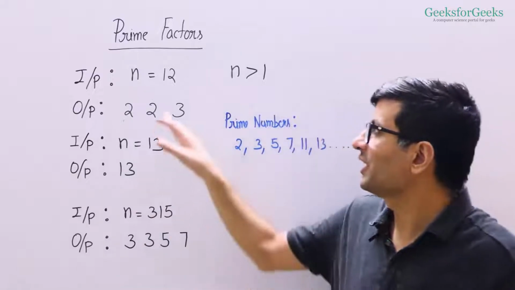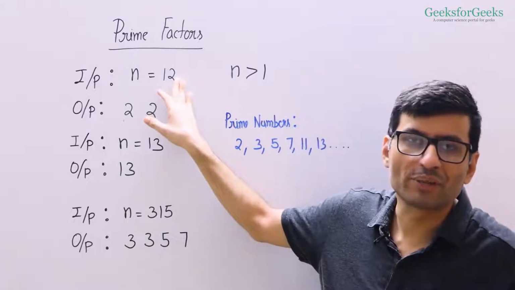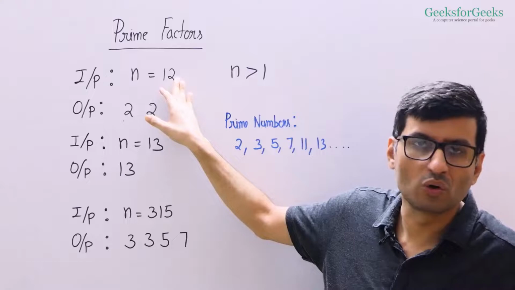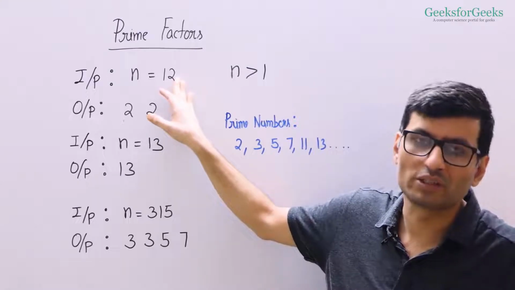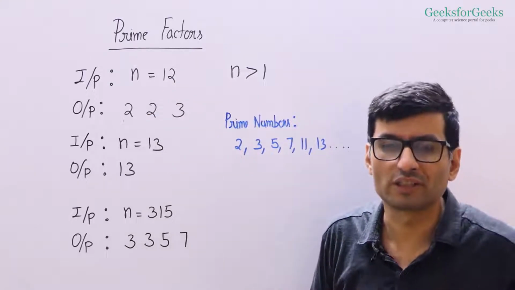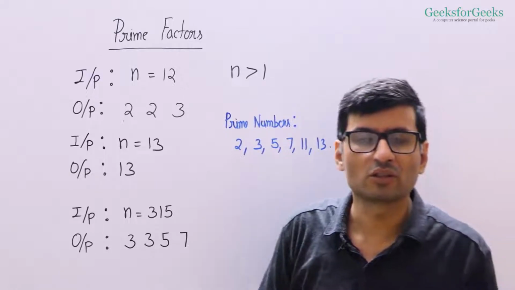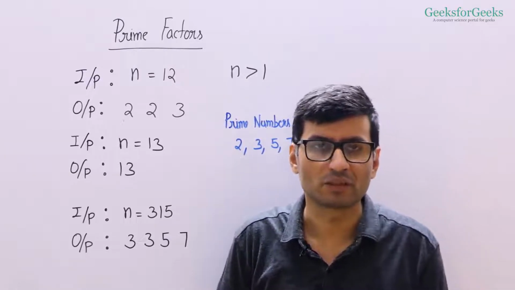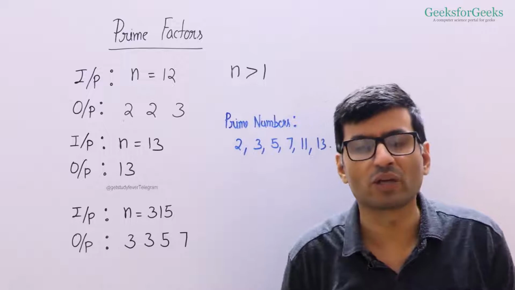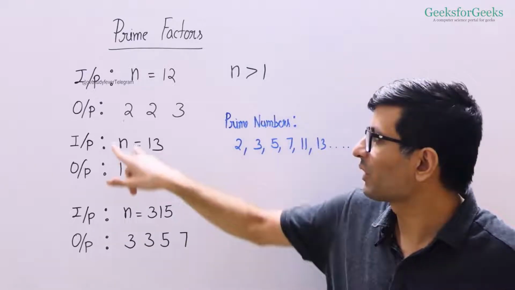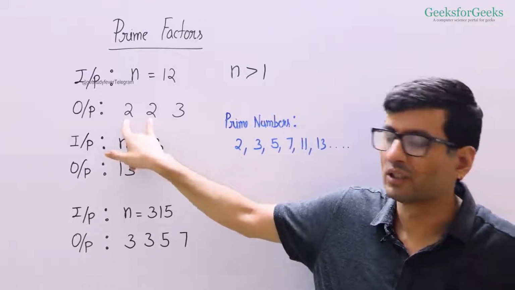If you see n equal to 12, it has multiple divisors: 2, 4, 6, 3, 12 itself. But out of all these divisors, which divisors are prime? 2 is a prime number, 3 is a prime number. And 2 divides 12 2 times. So that is why we write 2 2 times.